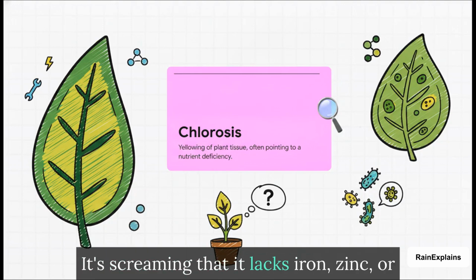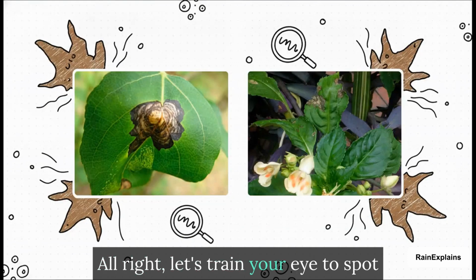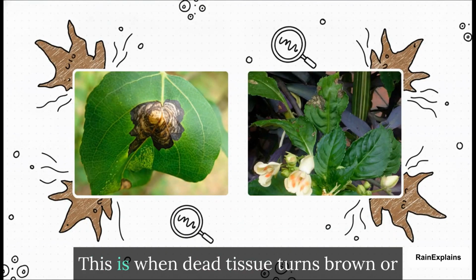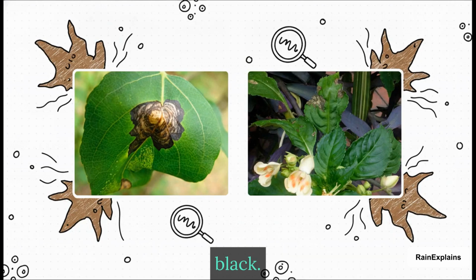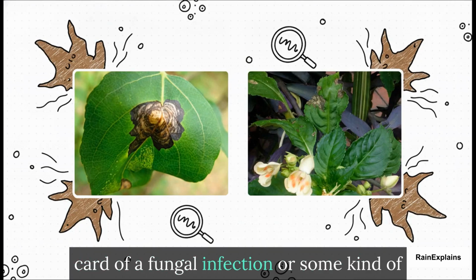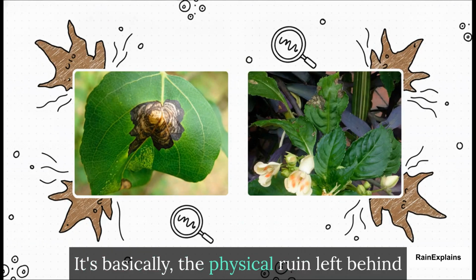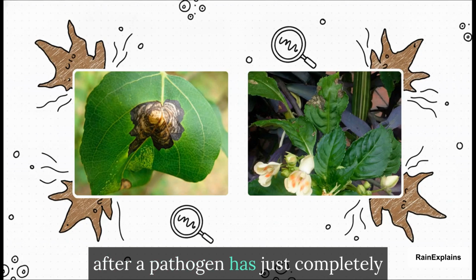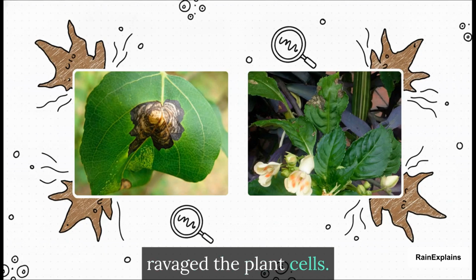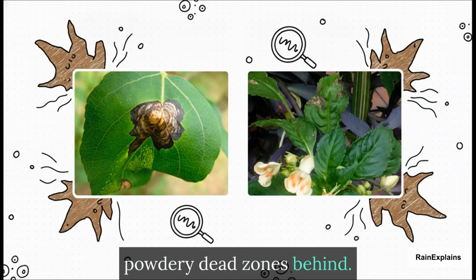It's screaming that it lacks iron, zinc, or maybe manganese. All right, let's train your eye to spot necrosis. This is when dead tissue turns brown or black. It is very often the destructive calling card of a fungal infection or some kind of severe blight. It's basically the physical ruin left behind after a pathogen has completely ravaged the plant's cells, leaving these dry, leathery, or even powdery dead zones behind.